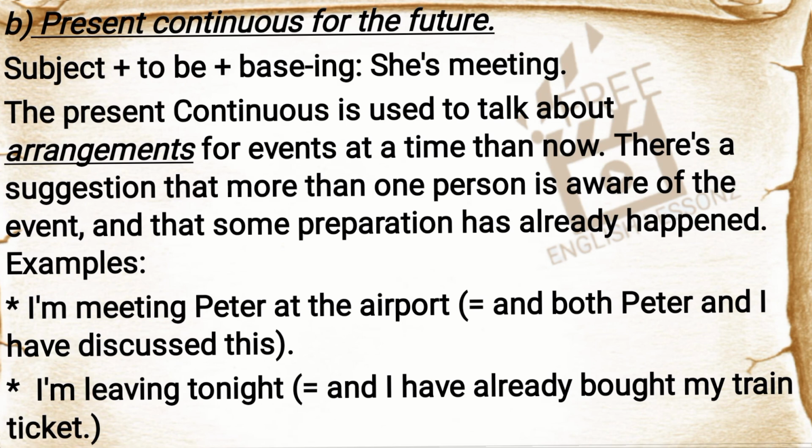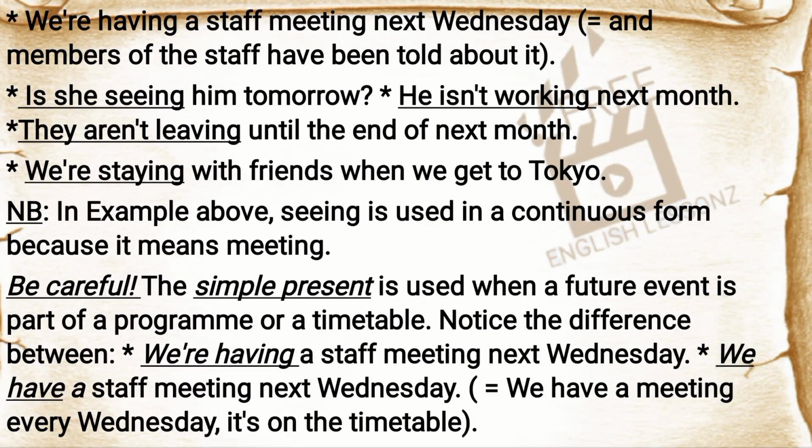Examples: I'm meeting Peter at the airport, equals both Peter and I have discussed this. I'm leaving tonight, equals I have already bought my train ticket. We're having a staff meeting next Wednesday, equals members of the staff have been told about it.